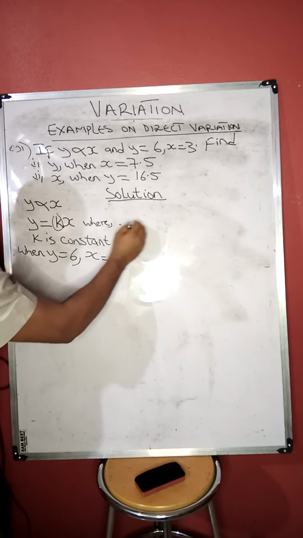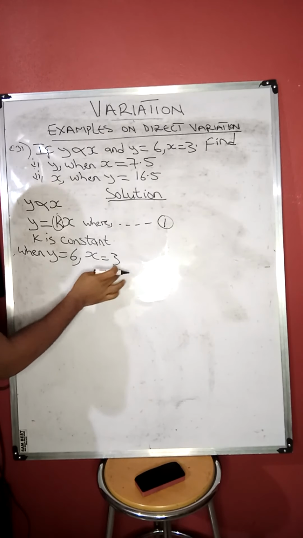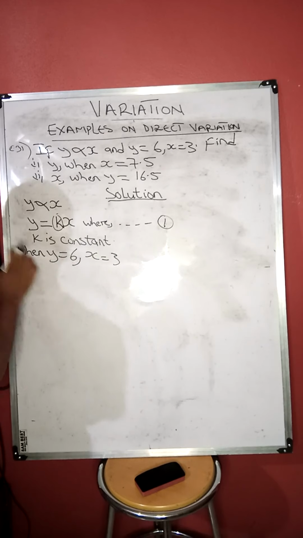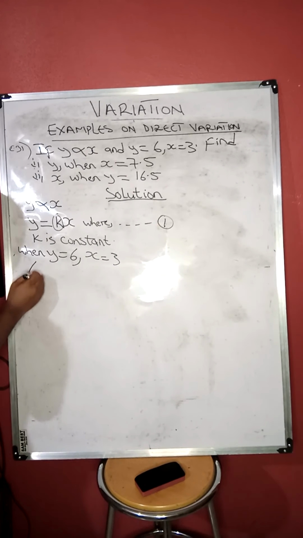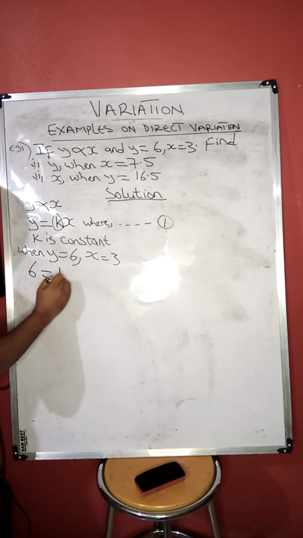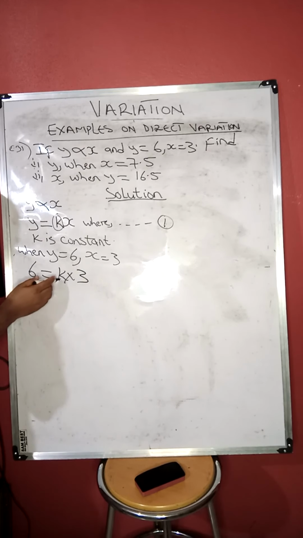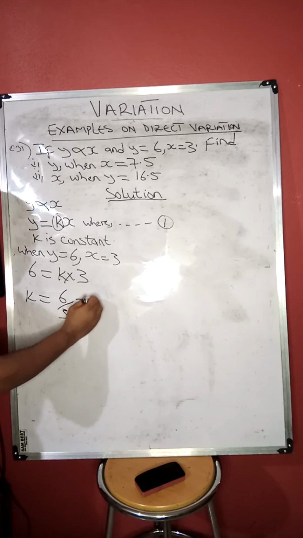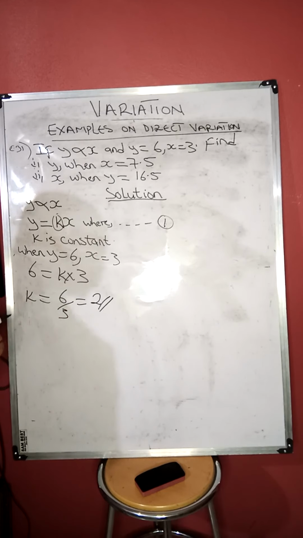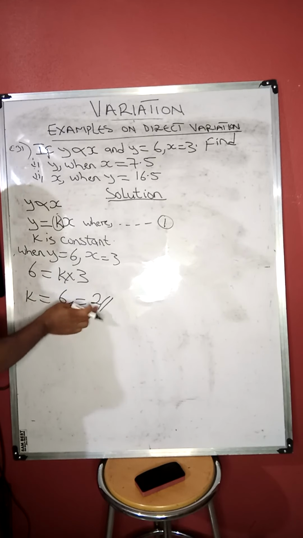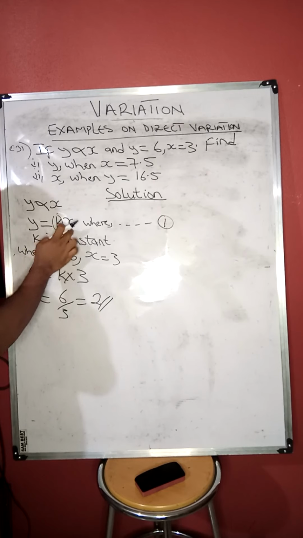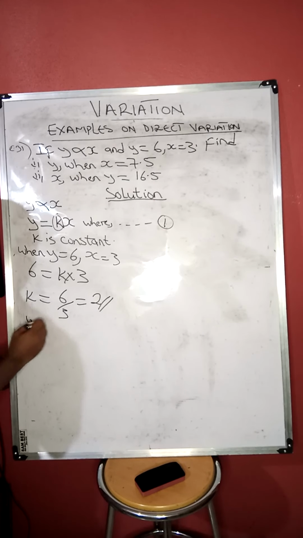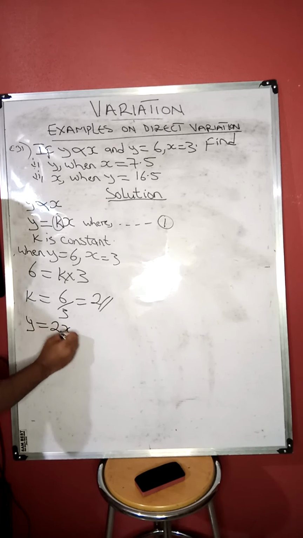Now, let's term this equation 1. I will need to substitute these values into equation 1. Anywhere I see y, I'll put 6, equal to k times my x, which is 3. So to get my value of k, what do I do? I'll divide both sides by 3. 6 over 3. So my k is 2. Now I've gotten my k to be 2, so I can introduce this value of k as 2 into this equation to have it as y is equal to 2x.